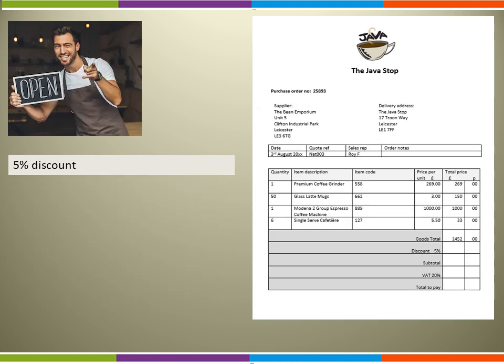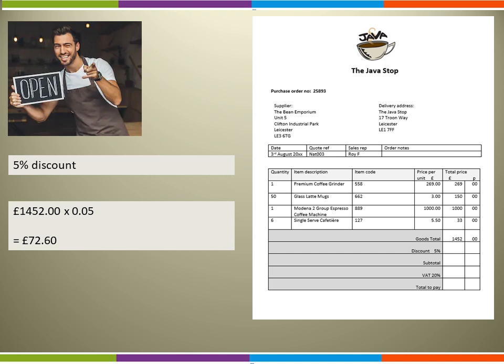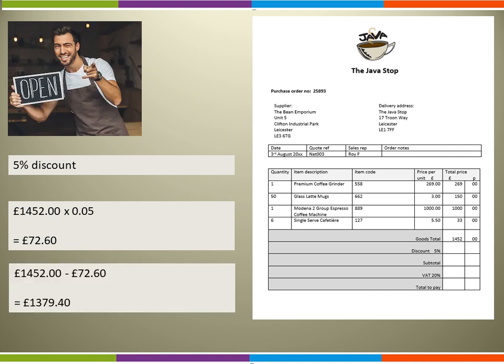Nathan has also negotiated a 5% discount, so we're going to deduct the discount next. We take the goods total, 1452, and multiply it by 0.05 to calculate the discount that is being offered, which is £72.60. If you're not sure about how to calculate percentages, why not watch our video on understanding how to calculate percentages. Once we've calculated the £72.60, this is a discount, therefore we are going to deduct it from the goods total.